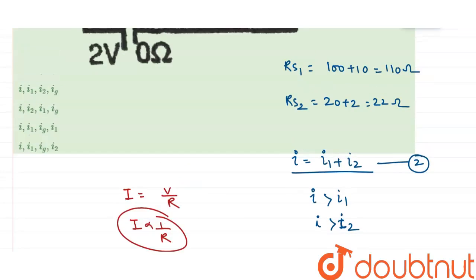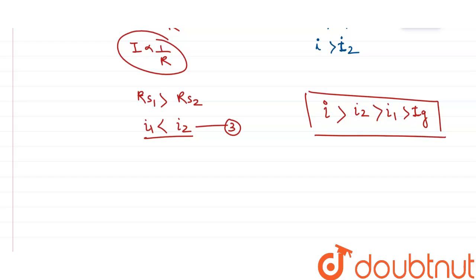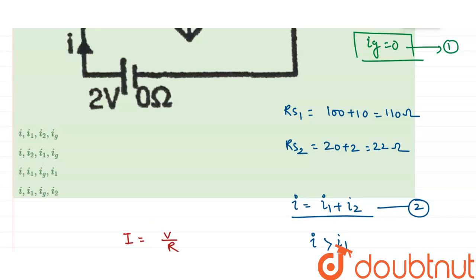So from relations 1, 2 and 3 I can write that current I is the maximum because it is the sum of I1 and I2. Then the current I2 is greater than I1, then I1, then IG, because IG is 0. So this is the decreasing order of currents: I is maximum, then I2, then I1, then IG, which is 0. So let's check the options: I, I2, I1, IG. The second option is the correct option.